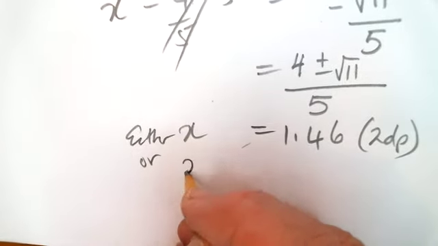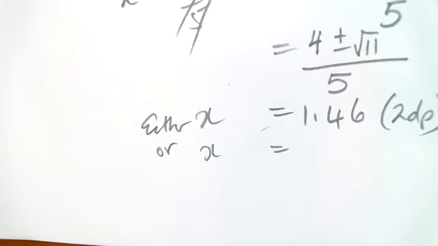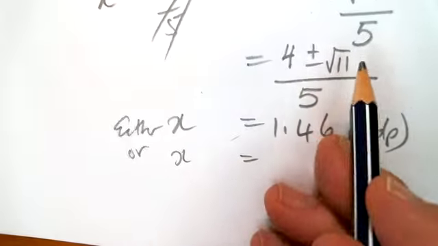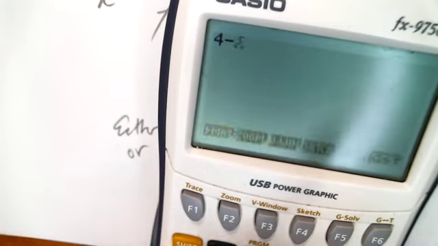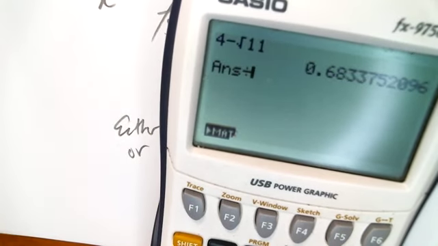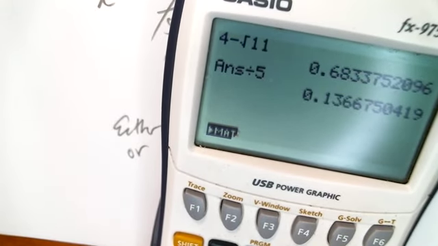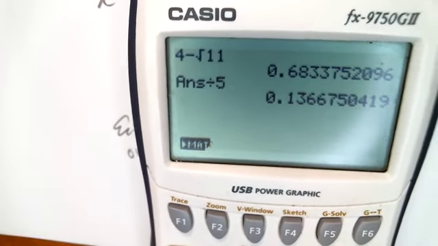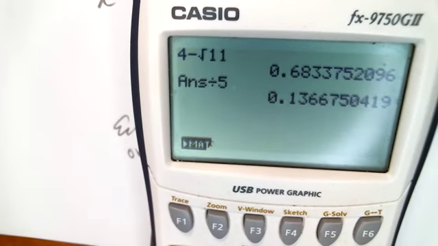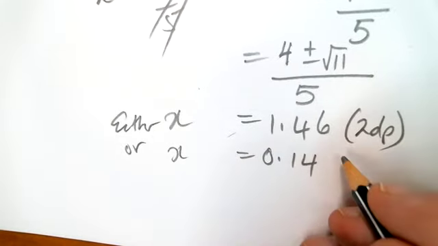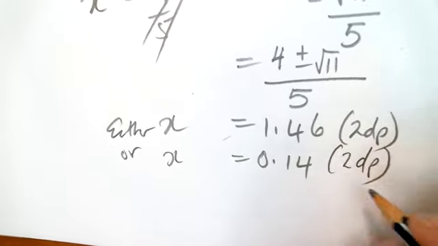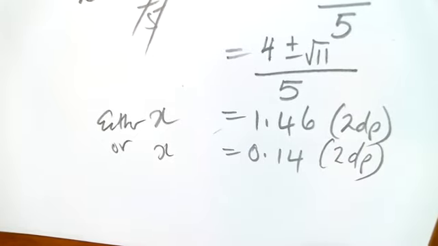So, or x is equal to, let's do the same thing. This time I'm going to go 4 minus root 11 and then divide it by 5. Here we go, 4 minus root 11, and I'm going to divide it all by 5. And I get 0.136. I'm going to call that 0.14, and that's going to be to 2 dp. Okay, that's where I land. Hopefully that makes sense.